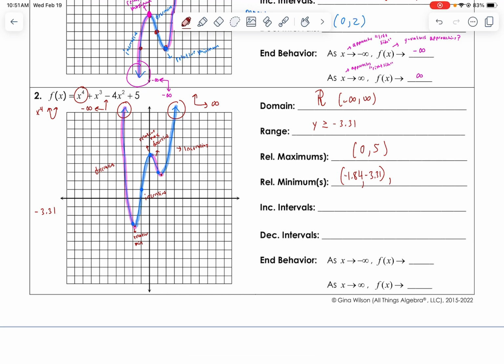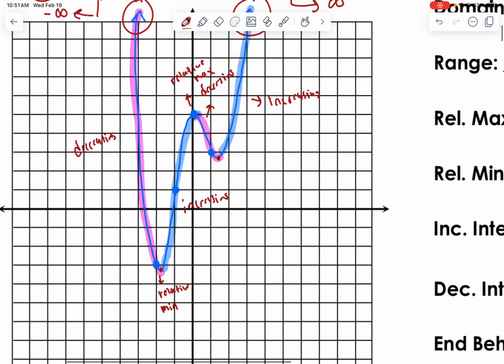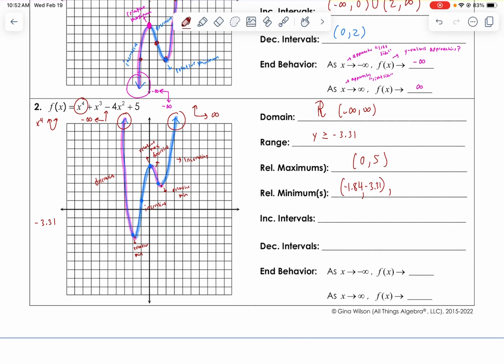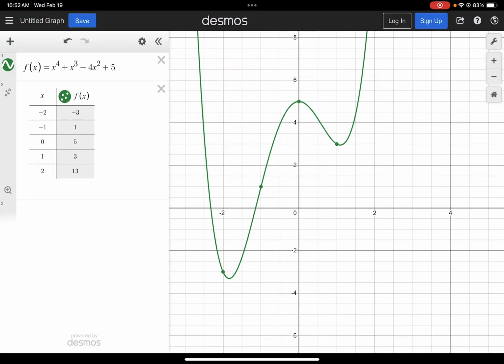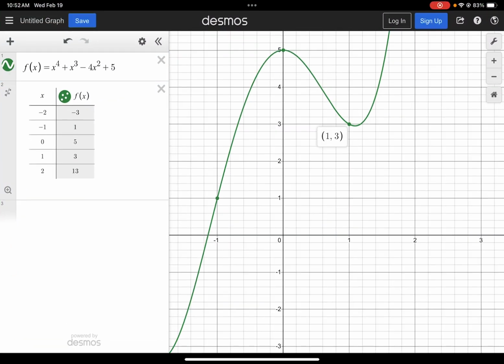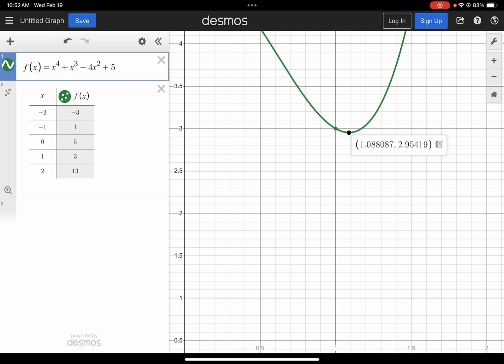And here, don't forget, we have to check to see if there's any other relative minimum. So here, there is actually one more point we got to look at. In between here, we go from decreasing and then to increasing. So this right here would be a relative minimum as well. So that point we can get off with decimals. And if you look at that, we zoom in, that point is actually right there.